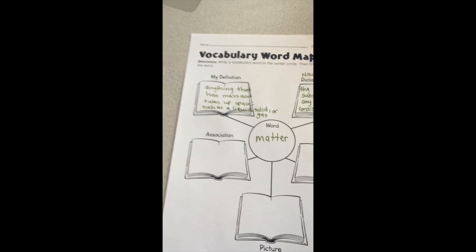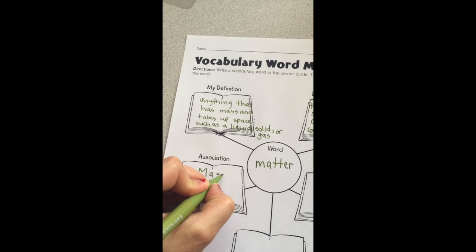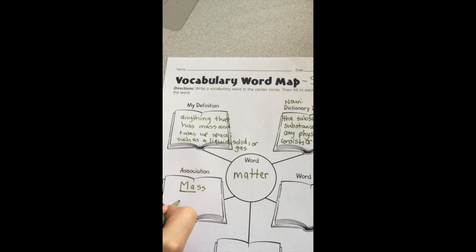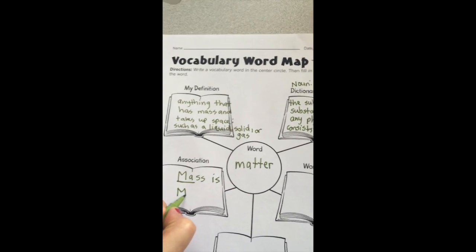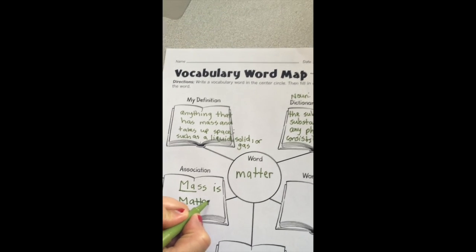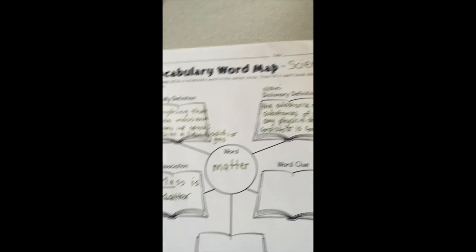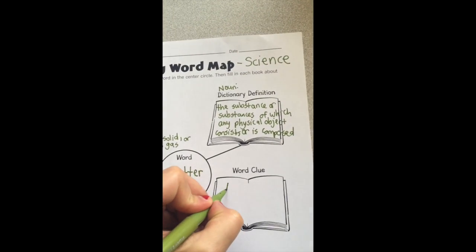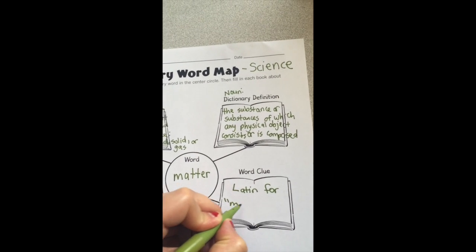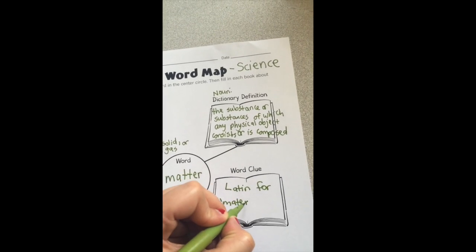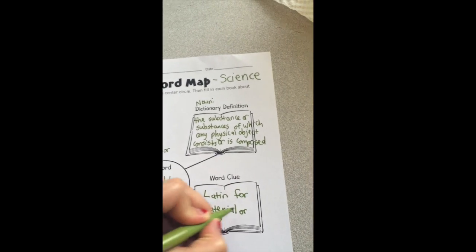Now, an association of this word. I know that the word mass, which is related to the term matter, starts with MA. I know the word matter starts with an MA, so mass is actually matter. So that is why I underlined the MA in both of those words. Word clues. Matter is Latin for material or substance.